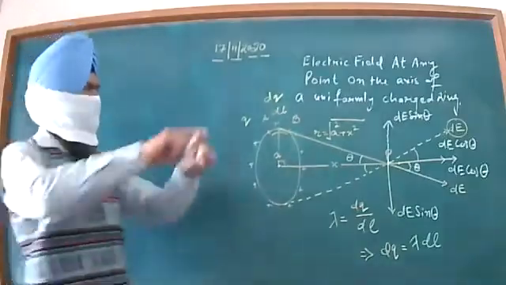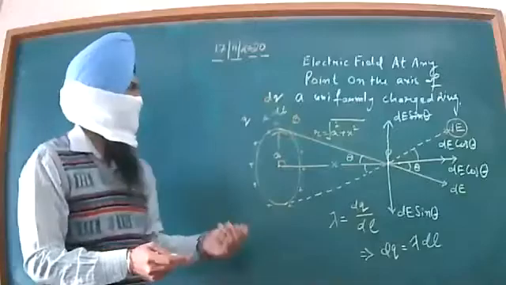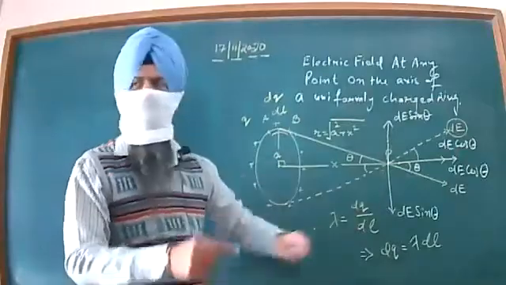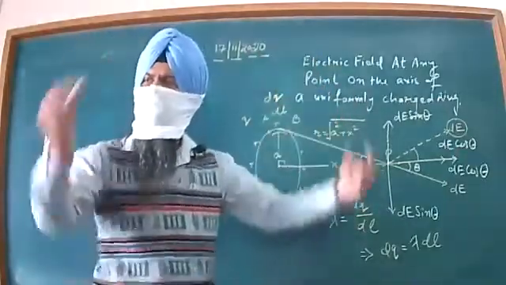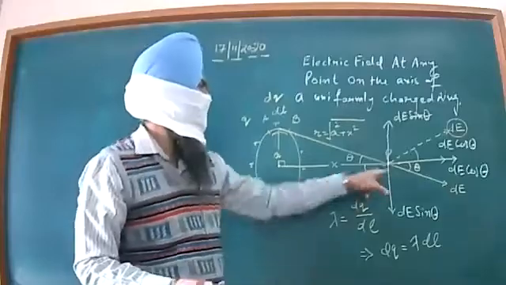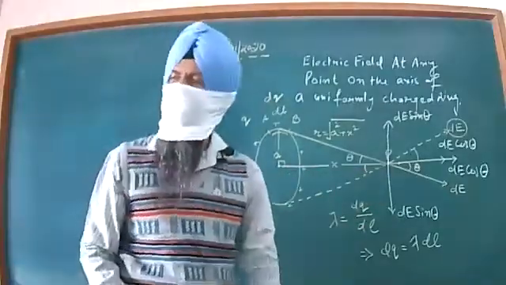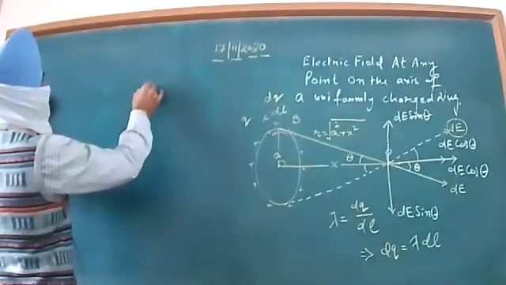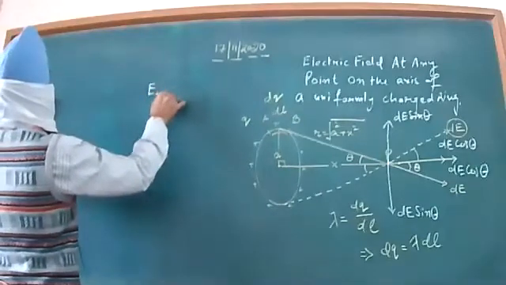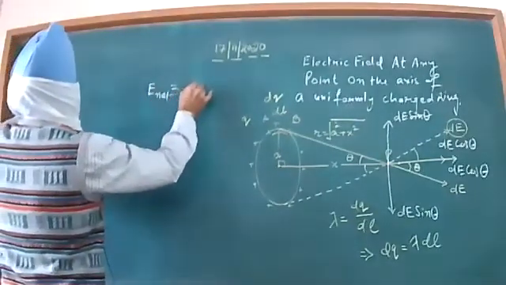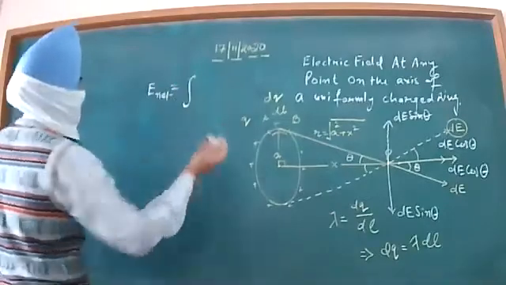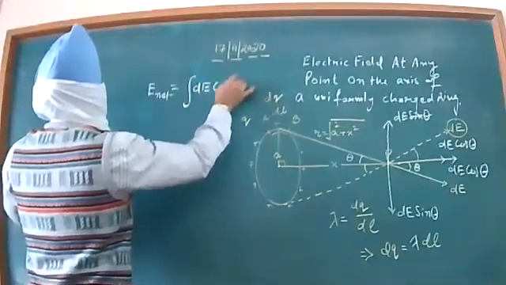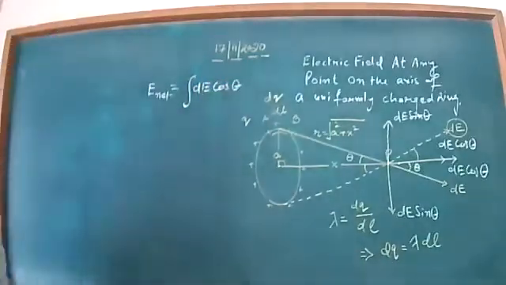Now you can imagine that this is the whole ring, and these components, the dE sine theta components along the whole circumference of the ring at this point P, will cancel out with each other in pairs. And dear children, your net value of electric field intensity, E net, will be equal to the integral, or you can say the summation, of dE cos theta. This can be managed.